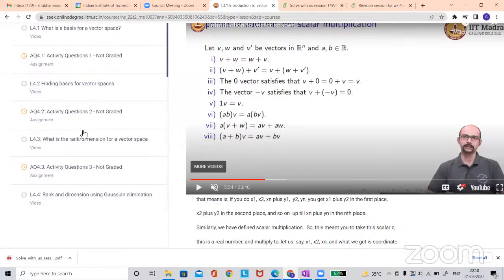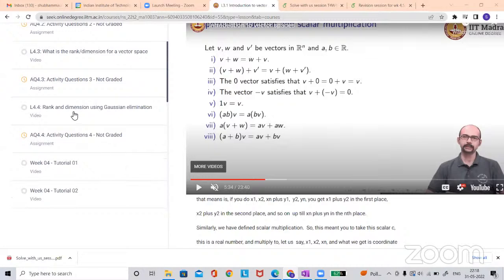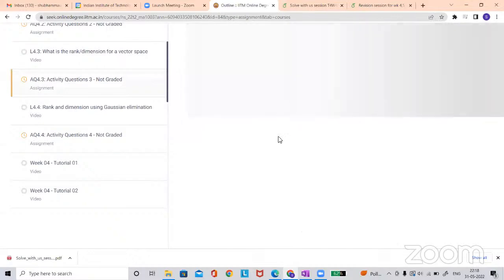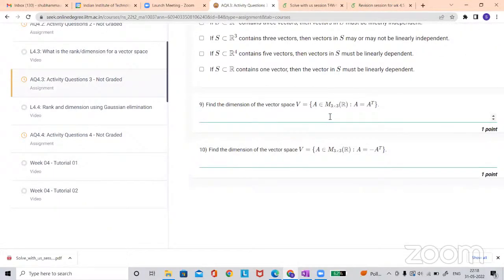Sir, in activity question 4.3, question numbers 9 and 10, how could the rank be greater than the vector space? Suppose we are discussing R3, how could the rank of a matrix be 6? Sir, 4.3, question number 9 and 10. Yes, sir, if you look at the answer, the rank is 6.